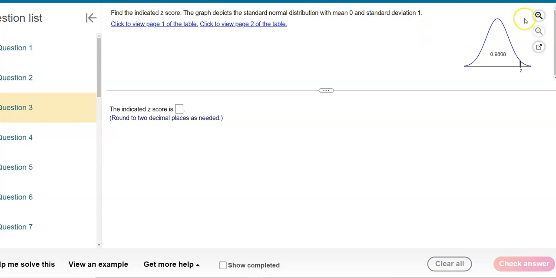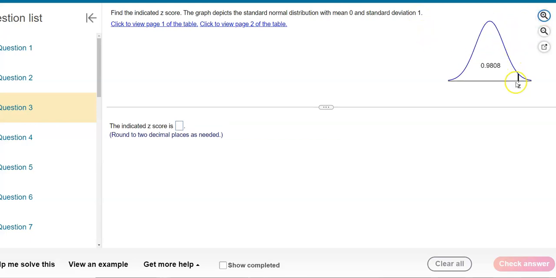So if we look at this picture, let's make it a little bigger, we can see that we've got a normal distribution and there's some marker over here on the right hand side, and the area under the curve to the left, less than that marker, is 0.9808. So we want to figure out what this value would be right here if we cut the graph in this way to produce that kind of separation of the area. So we're going to use Excel for this.